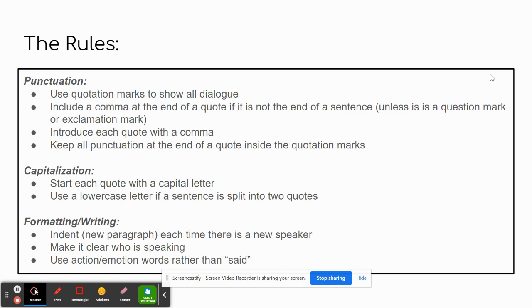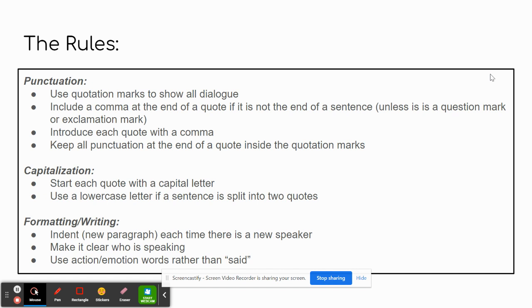Now, this is where we get into the technical stuff. These are the rules. I would never expect you to memorize these rules, although once you become a pretty strong writer, you kind of just have them in your back pocket. You don't really need to look at them. But until you get there, you should be referencing this quite often when you are writing dialogue. So there's 3 areas of rules. The first one is punctuation.